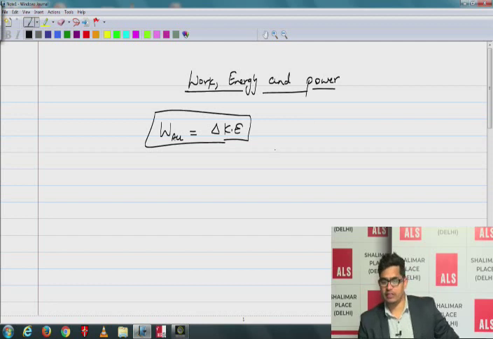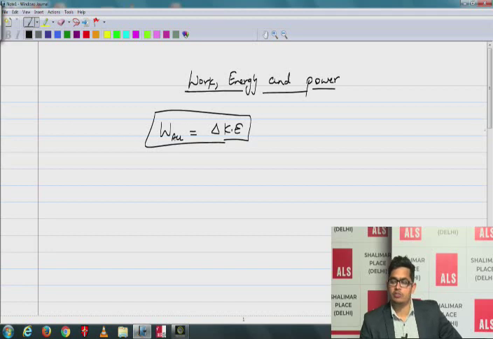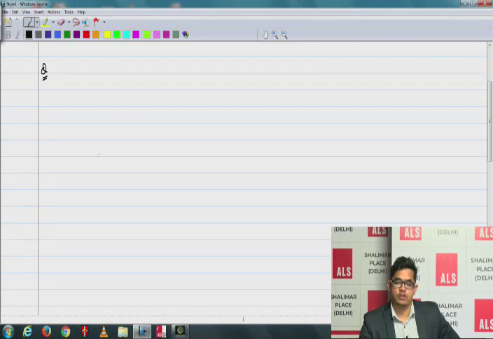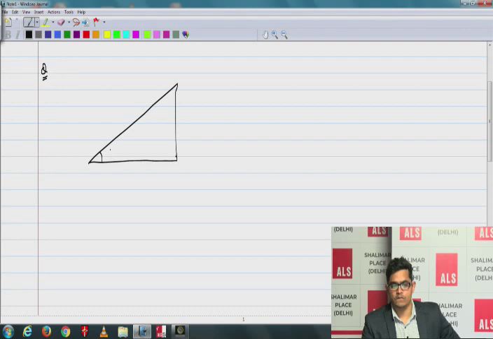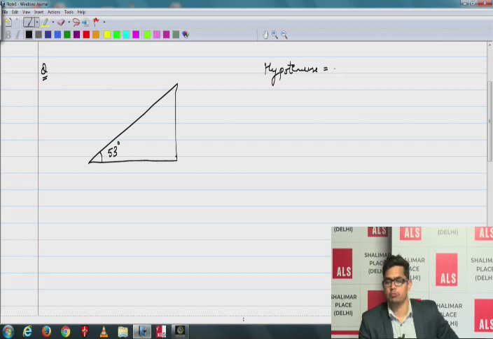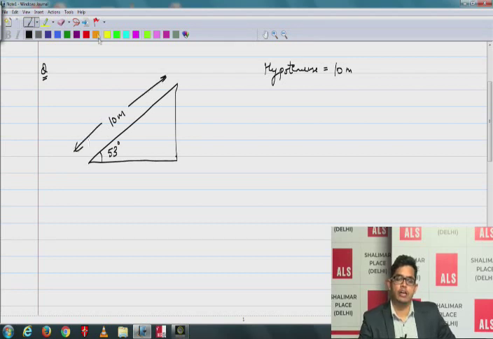So guys, first I'll take a few questions on this theorem, work done by all the forces equals change in kinetic energy. Let's start with this one. Suppose this angle is 53 degrees, and the hypotenuse is 10 meters. It is fixed at the bottom.